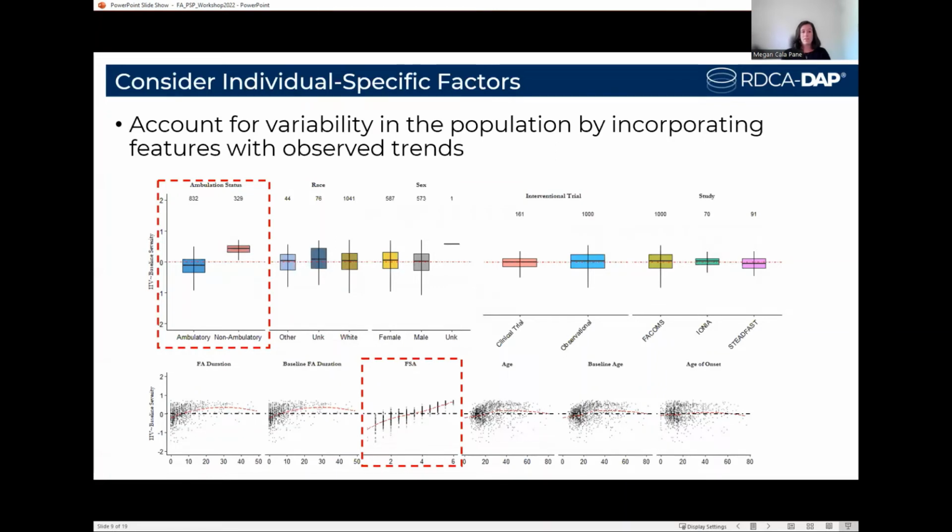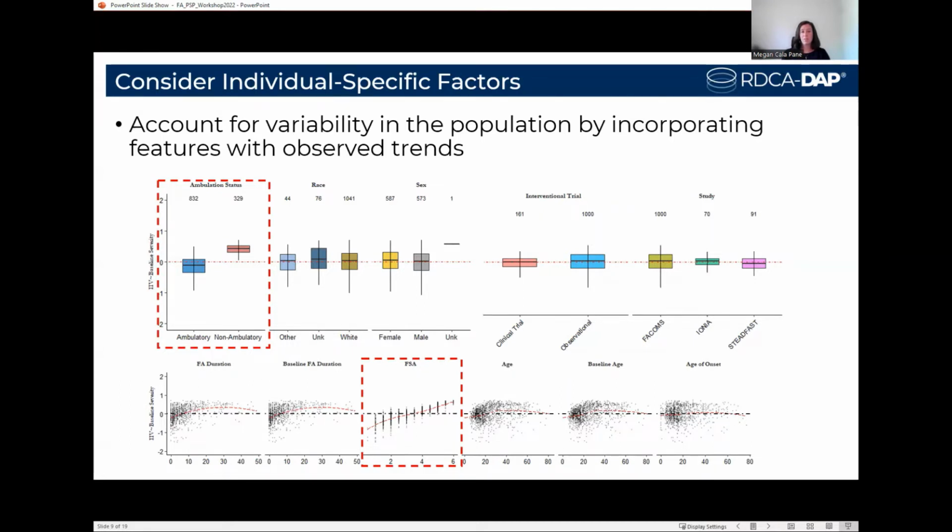And then after selecting the mathematical structure for the model, the individual specific factors can be probed within the dataset to identify sources of variability within the population. And as I alluded to during the age of onset discussion with mFARS, we can incorporate these various features that present with observable relationships.